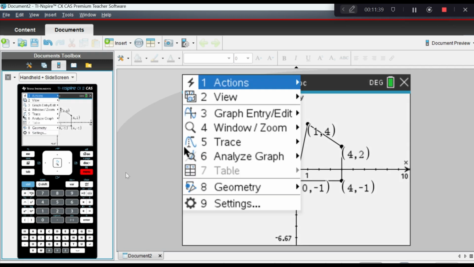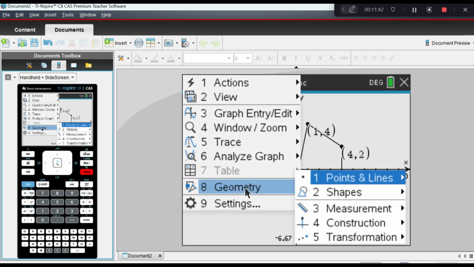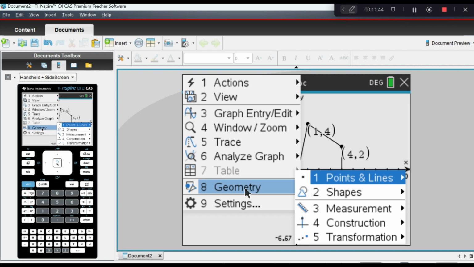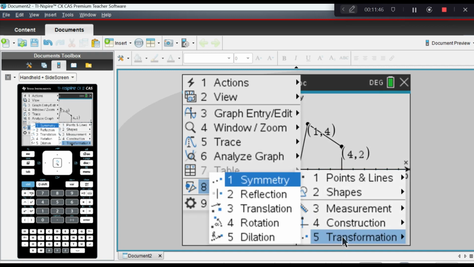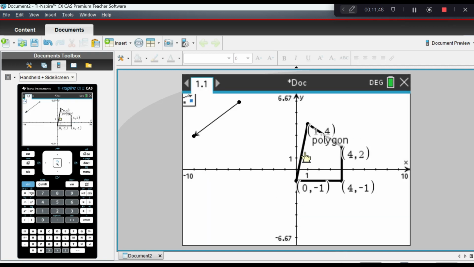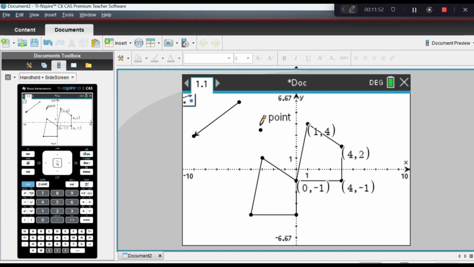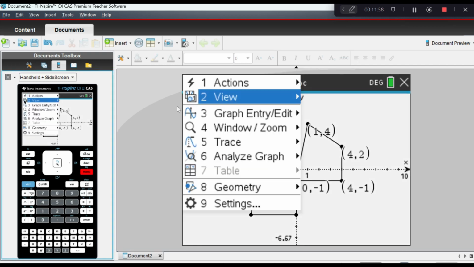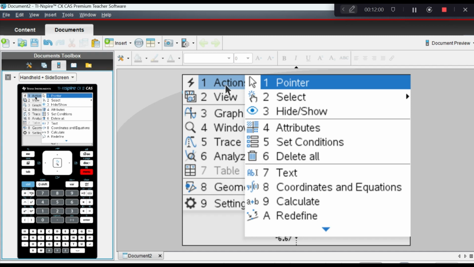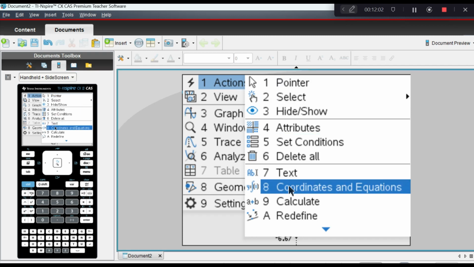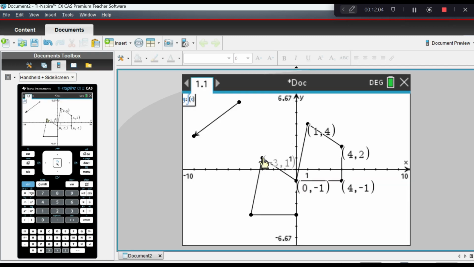So when I translate it, here I'm going to go to Geometry, Transformation, Translation. I select the polygon. I select the vector. I get my new coordinates. Okay? The only last thing I might want to do is know the coordinates. So under Actions, Coordinates and Equations, I can now click and find out, well, what happened to 1, 4?